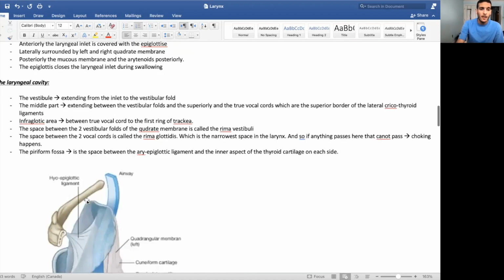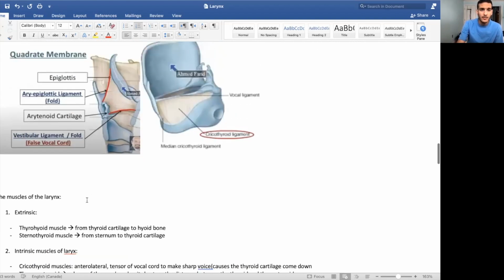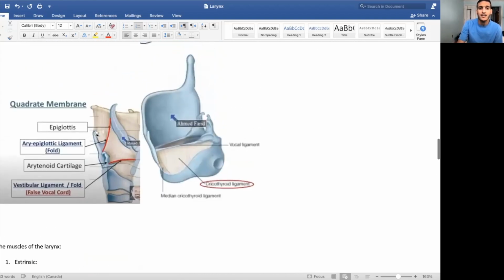So you see here, that's the quadrate ligament. That's the first intrinsic ligament that we are going to talk about. I will just give you an idea of what I am focusing on here. We're just focusing on this square image right here. The quadrate ligament is basically a ligament that is made up of 4 borders. Okay, so it's just a membrane made up of 4 borders.